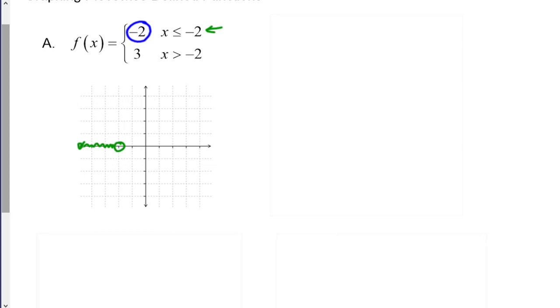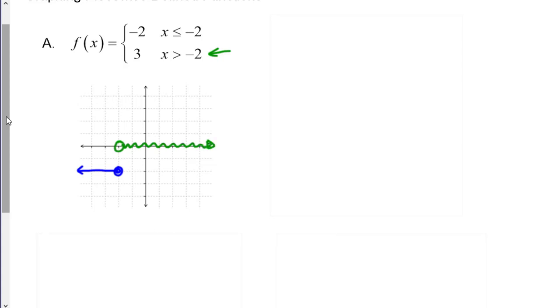So negative 2 is a constant, and it's just going to be a horizontal line at negative 2. And I would be using a closed circle because it's less than or equal to negative 2. You probably noticed that, and we're asking that question. Now, that's what that's going to look like on that domain. So I'm going to get rid of this stuff, and I'm going to go down to my next function. So now I'm looking at the domain where x is greater than negative 2. So x is greater than negative 2 is this domain over here.